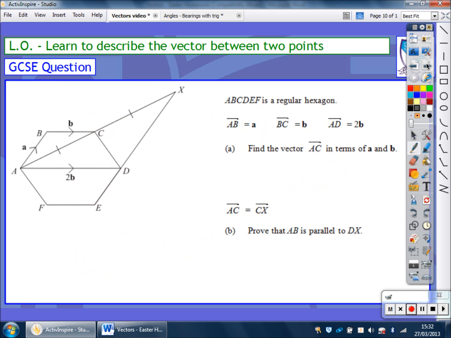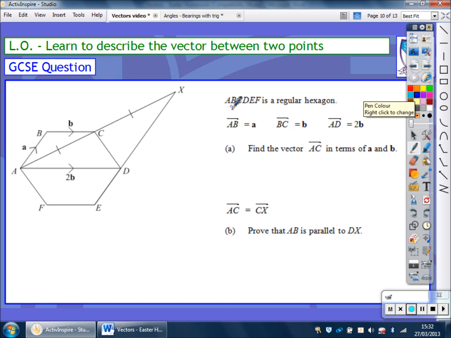Okay, let's have a look at an exam question. So this looks like quite a complicated shape, and it looks like we've been given quite a lot of information, but a lot of information is good in vectors questions, because if we have a lot of information, that means there's less information that we need to work out. So a nice complicated diagram is our friend in vectors questions. Okay, so let's have a look and see what we've got.